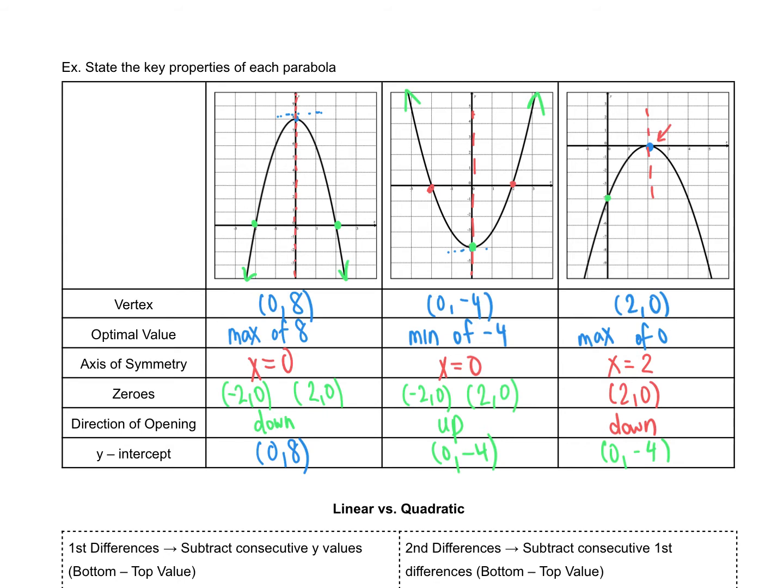half. We also have the zeros, which are the x-intercepts, and we have the y-intercept, which is where the parabola passes through the y-axis. And finally, direction of opening, whether your parabola is facing upwards or downwards.